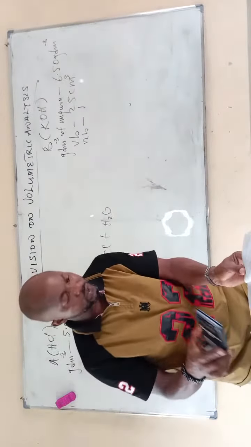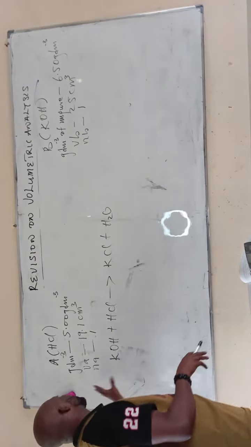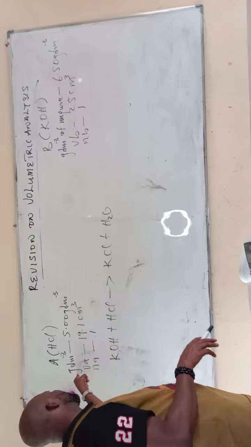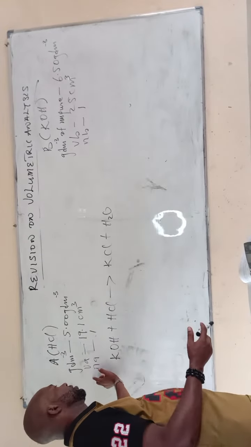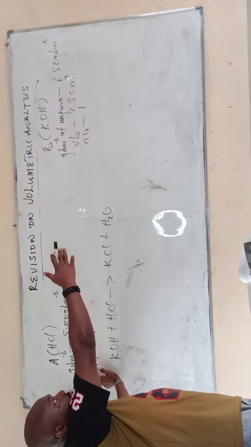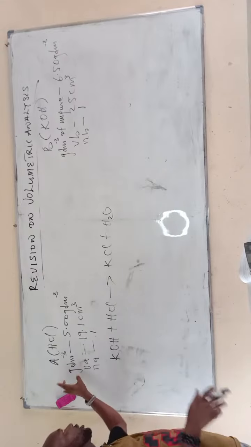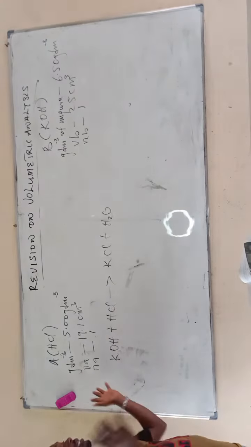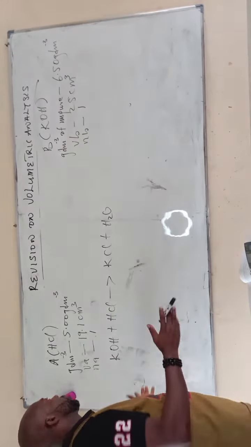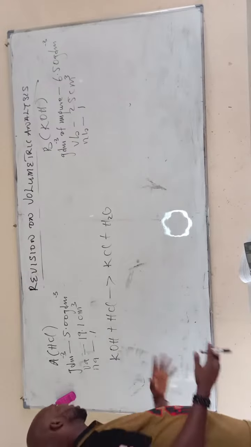Let's take the first question. We should calculate the concentration of A in mole per dm³. Now we want to calculate the concentration of the acid in mole per dm³. How do we do that? The concentration of the base is not given, but the mass concentration of the acid is given. So CAVA over CBVB cannot be used, but we can use molar concentration, which is equal to mass concentration over relative molecular mass.